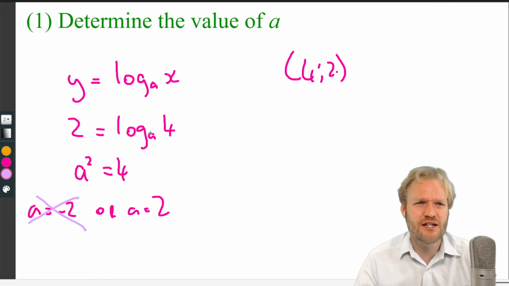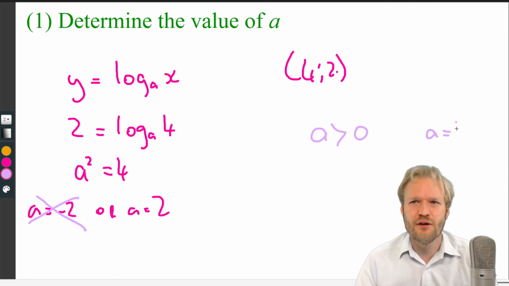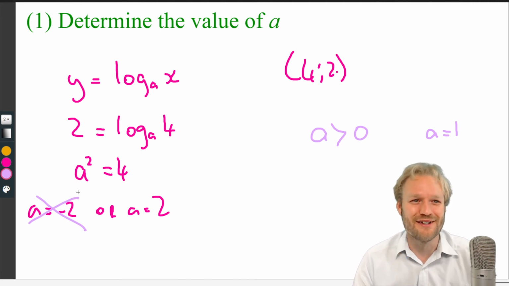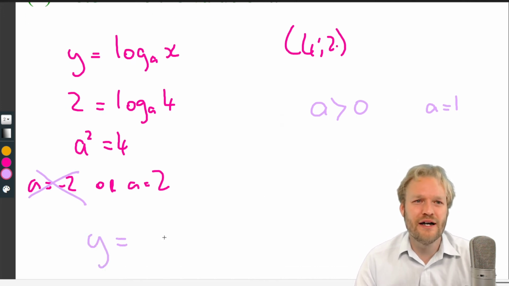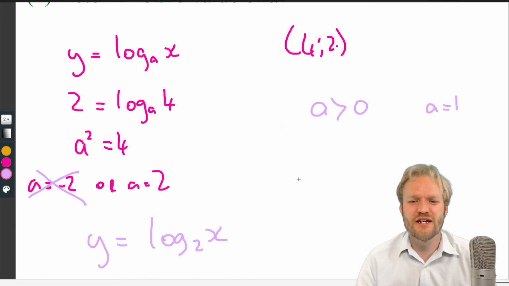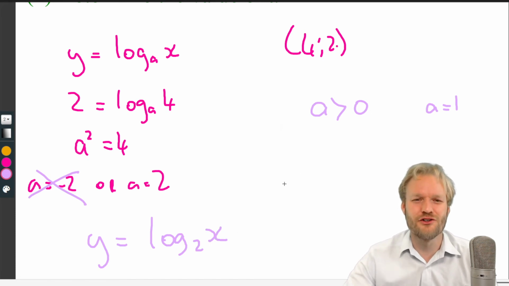Well, a represents our base, and our base is always positive. Remember, we saw that when we had that definition. We said a was always positive, and also a wasn't 1, because that was a bit boring. But so a can't be -2, so a is 2. Alright, so therefore y equals log base 2 of x. Well, we just sketched that function, which is why we're not going to do it now.